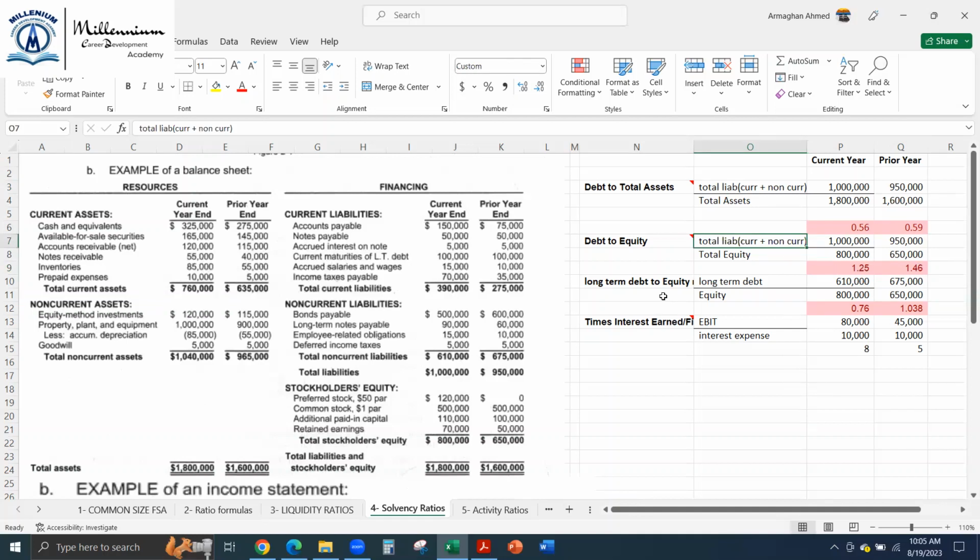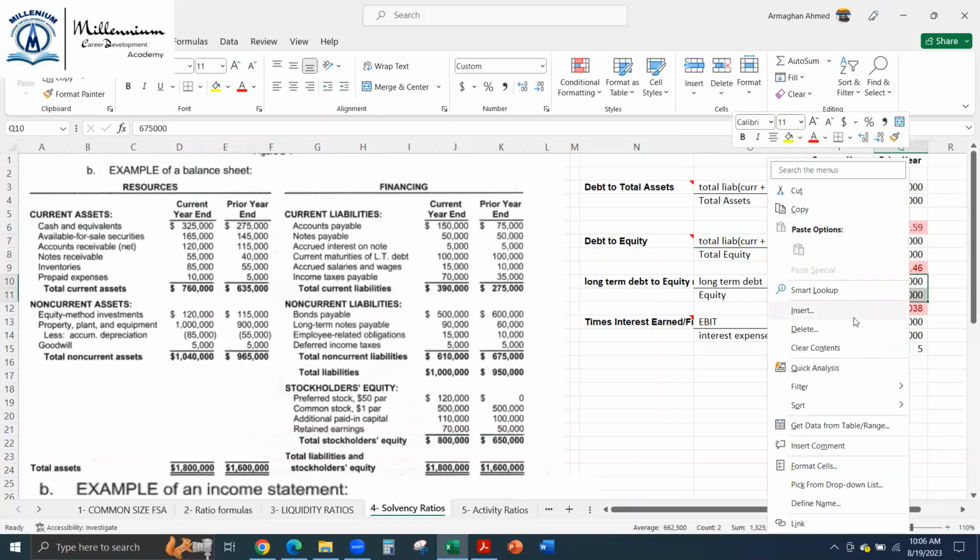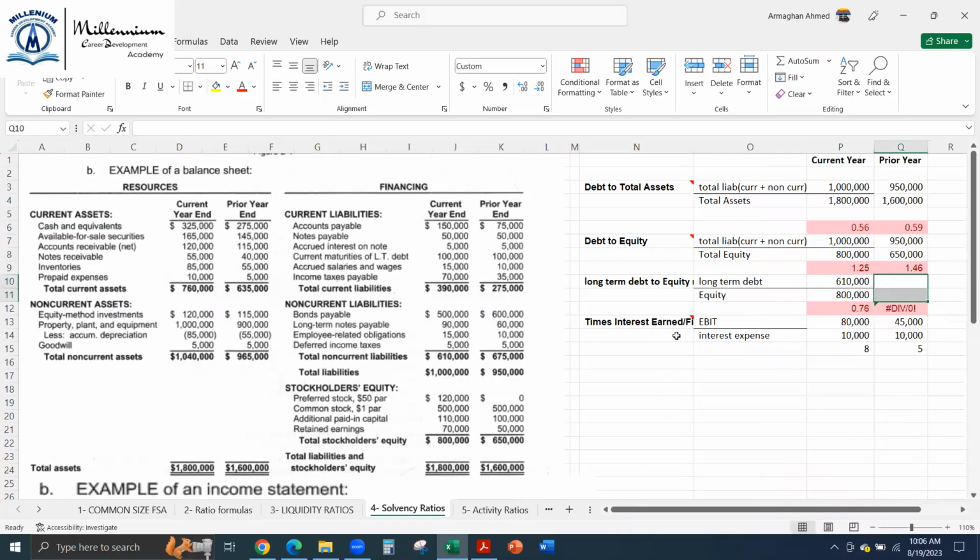Now, long-term debt to equity ratio. How much long-term debt do we have here? The long-term debt is 610 in the current year and 675 in the past year. Divided by equity, which is 800. So 610 divided by 800, we got 76%, right? Here it will be 675 over 650, so it was 1.03.